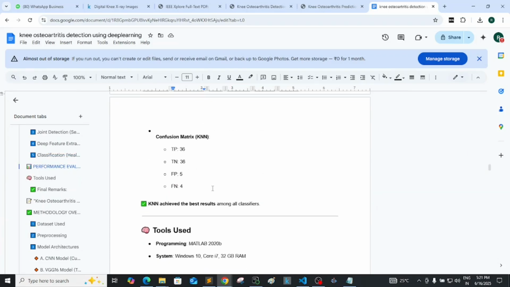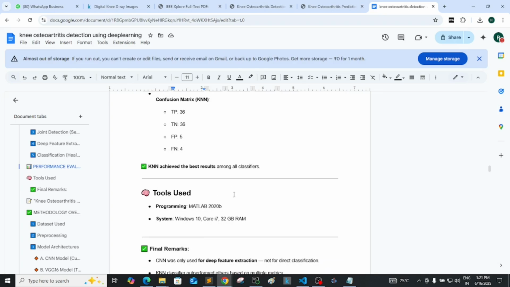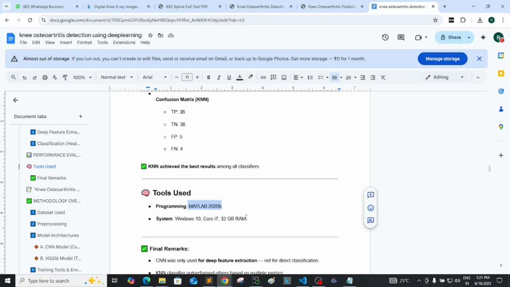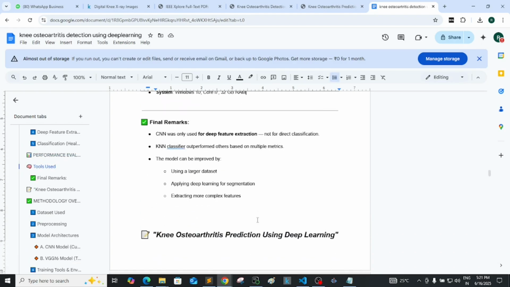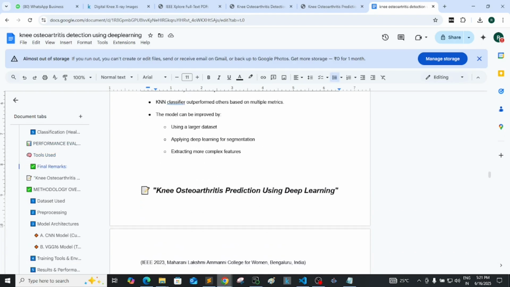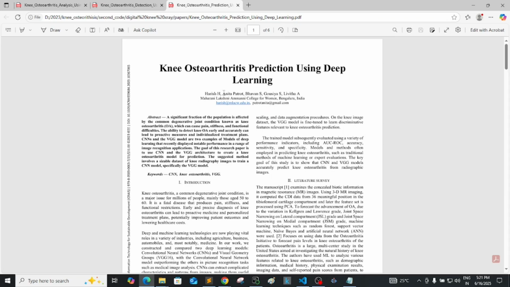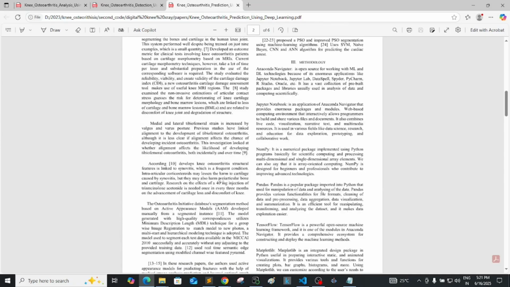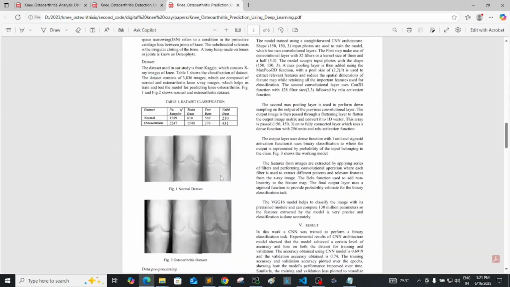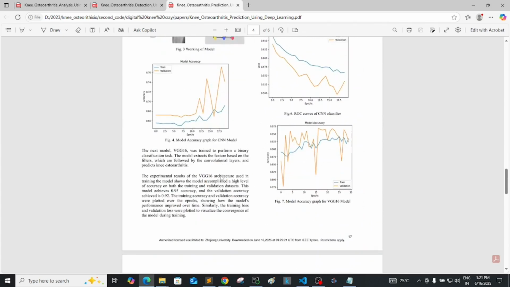So these are the confusion matrix parameters, and they did it with the help of MATLAB. Now the third paper is this: Knee Osteoarthritis prediction using deep learning. In this third paper, what dataset they are using, what models they are using, what accuracies they are getting, we will discuss them one by one.